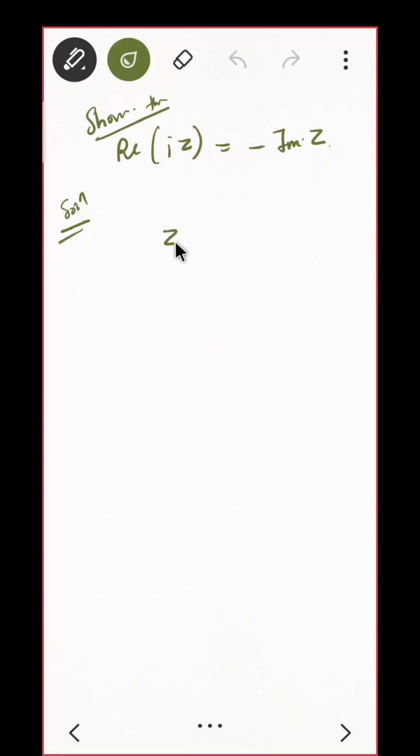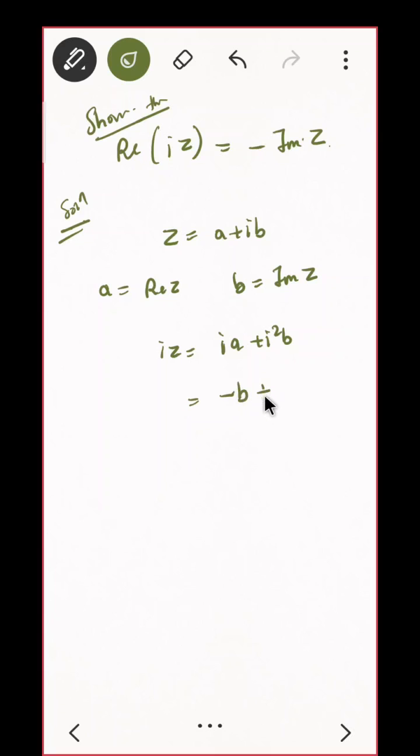So what is your z? You can start with z equal to a plus ib. Correct? You can write like this: z equal to a plus ib. What is your a? A is real of z, and what is b? B is imaginary of z. Correct? Now let us see what is iz. Iz is ia plus i square b. So what is i square b? I square is minus 1, so this will be minus b plus ia.